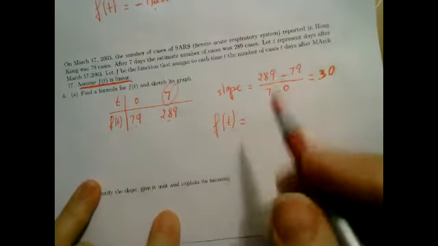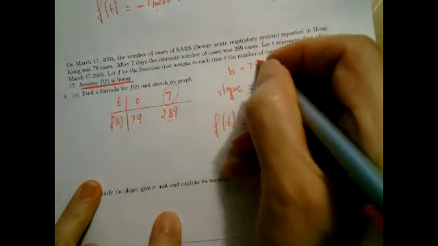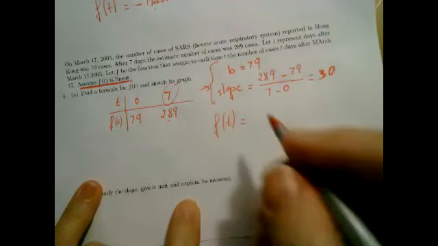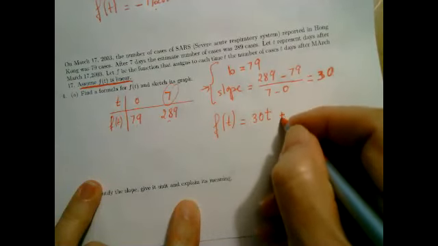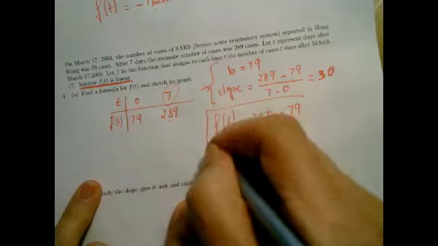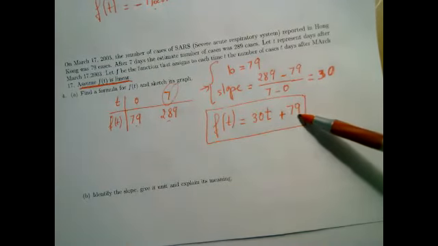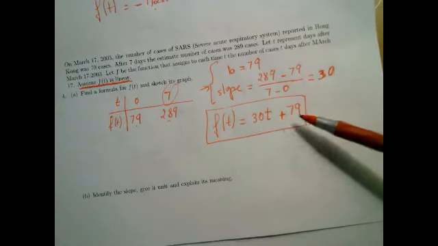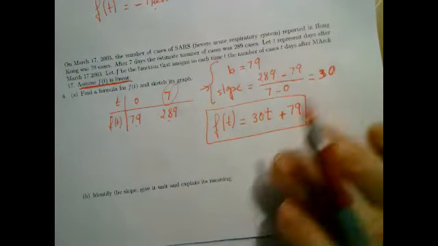So now what's my formula? In this scenario, we have the intercept, which is 79. As I said several times by now, I don't have to give you the intercept. So the formula is 30t plus 79. We have 79 cases. After 1 day, we have 79 plus 30. After 2 days, 79 plus 60, and so on and so forth.